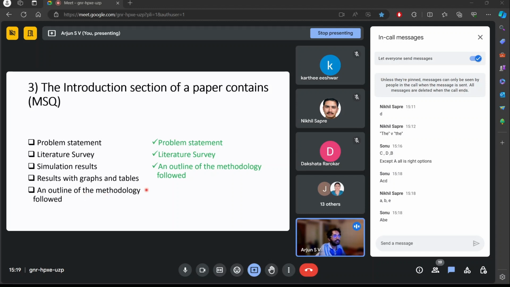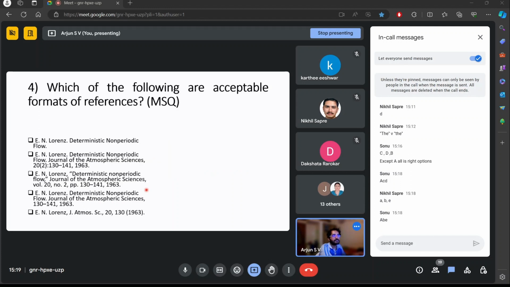Okay then. If no one has any doubts with this, I'll move to the next question. Which of the following are acceptable formats of references? It's a multiple select question, so multiple options are correct. Since multiple options are correct, we'll go over the options one by one and decide which ones are correct and which ones are not.